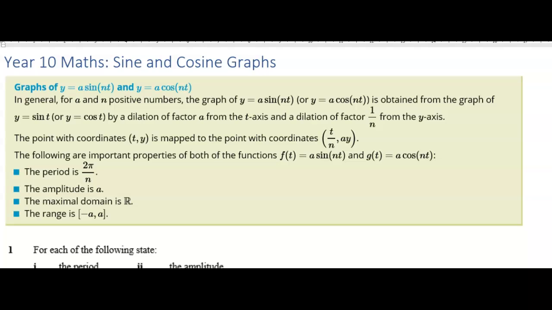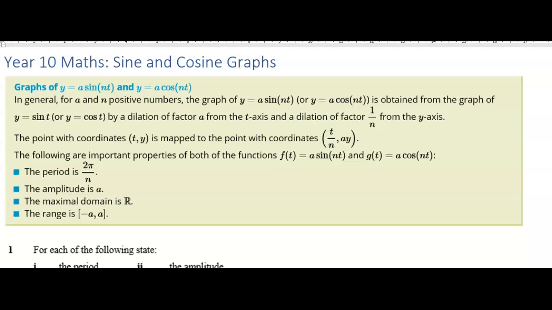So we have touched very briefly on what a sine graph is and what a cosine graph is, but you need to be aware that they're not always as simple as what you've seen. Kind of like parabolas, you've got y equals x squared, and that parabola can be shifted up, down, left, right. It can be made wider or narrower. And the same applies with your sine and cosine graphs.